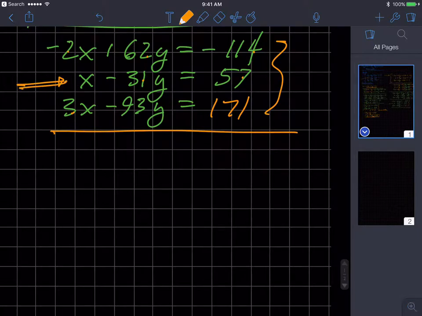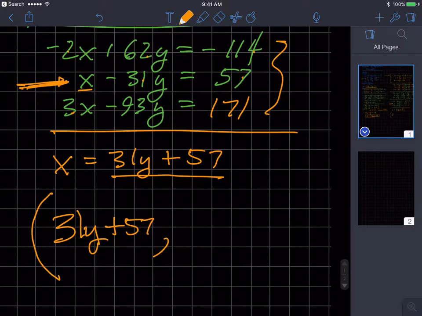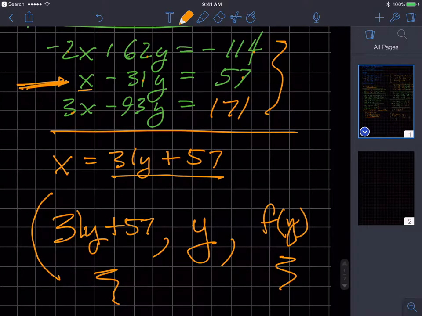So if I take this equation and solve it for x, x equals 31y plus 57. Now, I chose this one because it was easiest to solve for x. And so I get this representation for x. So if I had a set of points that represents all the solutions, it would be where x is equal to 31y plus 57. And y is going to be equal to y, because that's going to be my first input. I'm going to stick a number in for y, and then x will come out based on this representation, and z will come out based on some other representation, which is also going to be a function in terms of y.